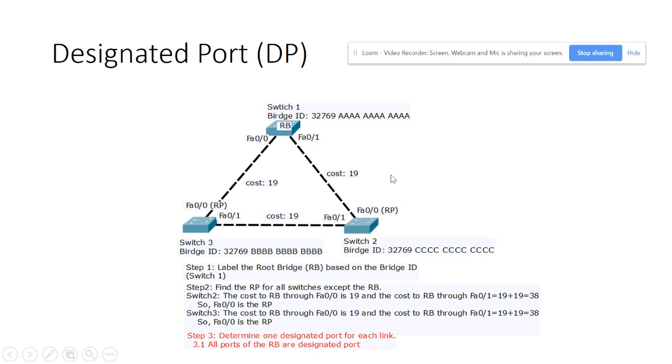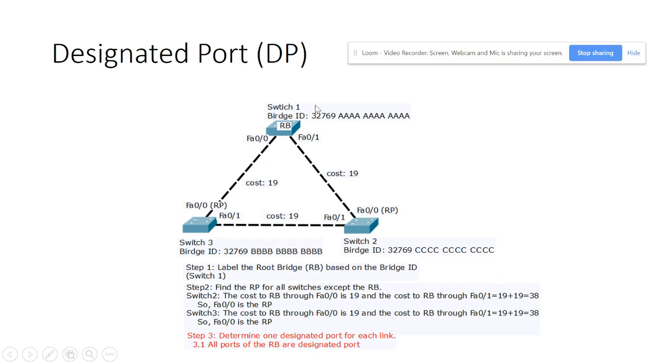The next step is to find the designated port for each link. Remember, designated port for each link. Before, we found the root port for each switch. Now we will find the designated port for each link. A link has two ports connected to it. For example, this link has one port attached to switch 3 and another port attached to switch 1. This link has one port attached to switch 3 and another port attached to switch 2. One of these two ports will be the designated port. In each link you will have one and exactly one designated port. That's what you have to remember.